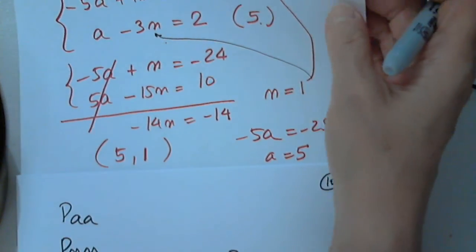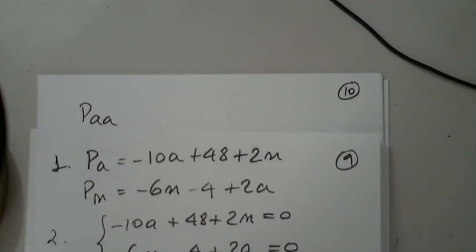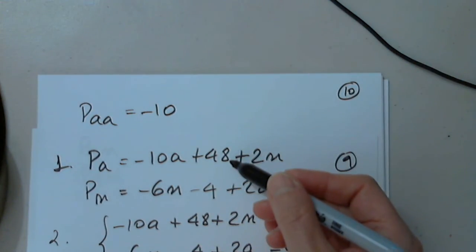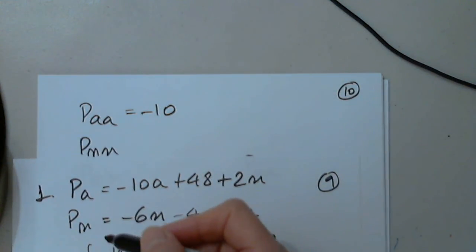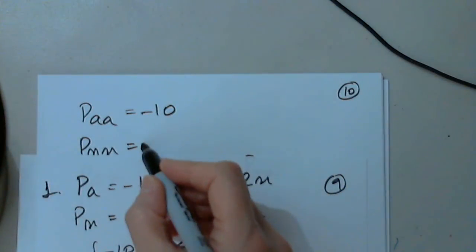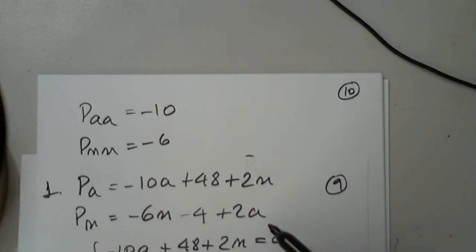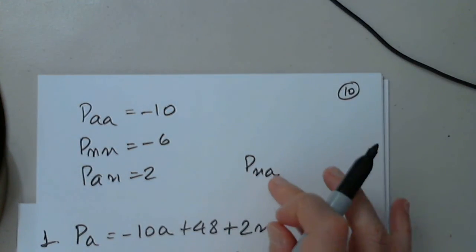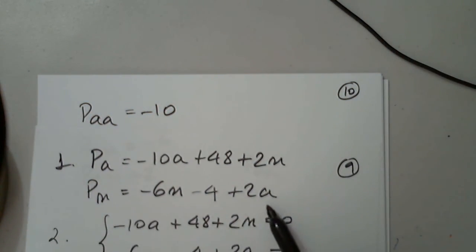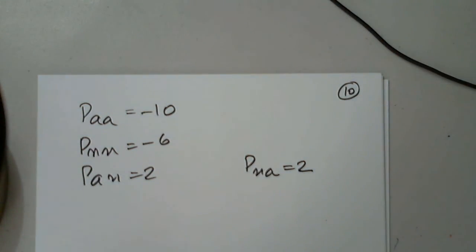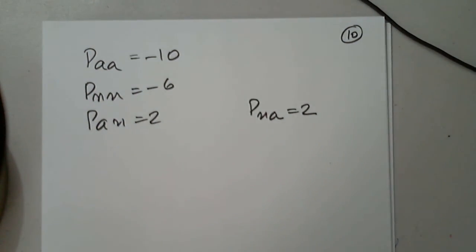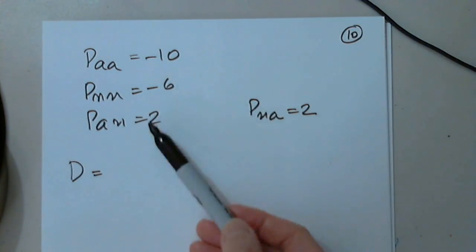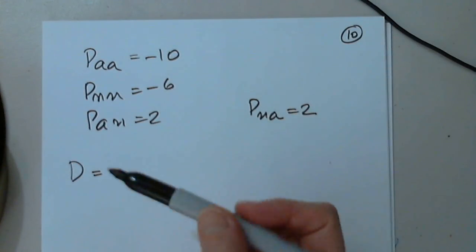Thank you. Okay, so now I want PAA. Negative 10. No A. No A. PNN. Negative 6. No N. No N. PAN. 2. This one has to be the same. PN with respect to A. 2. So I have everything I need. So obviously the D test will be PAA. I don't even have anything to plug in. There is no variable. So this will be negative 10.